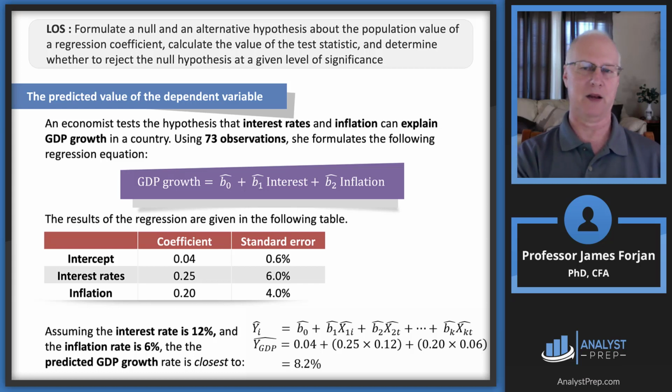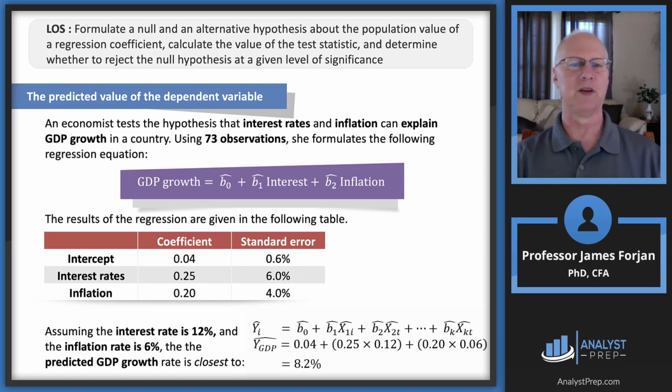In the bottom left, the CFA Institute would have to give you the values for X1 and X2, which they do, of course, 12% and 6%. Notice up at the top, that second line, can explain GDP growth in a country, not your country or the United States where I live, just a country. But remember, the CFA Institute on the exam is not trying to mimic a particular country's current level of interest rates or inflation or GDP growth. Having said that, of course, they'll probably not give you an example where you would get a predicted GDP growth rate of 500% or some crazy number.